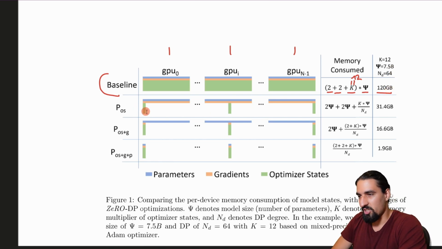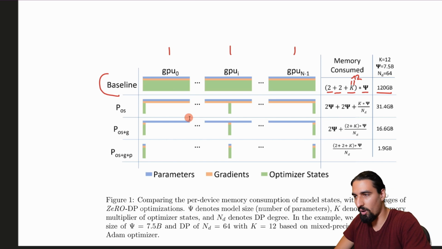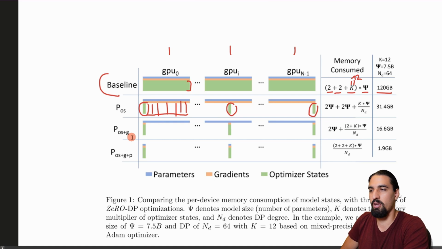Now, the first optimization is, instead of having a copy of the optimizer states everywhere, you instead partition it. So you store one piece of the optimizer states on one GPU, you store the second part here, you store the nth part here, and sorry, we have n GPUs here. Ultimately, when you combine all of them together, you'll still have the same information as here, right? And then you can do the same thing for everything else.